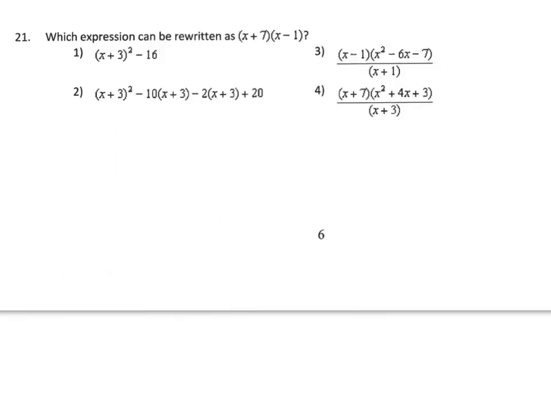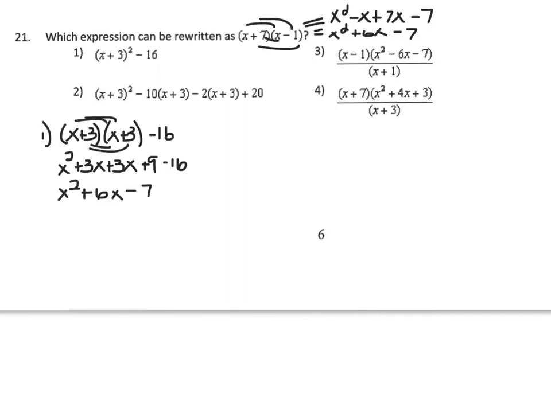All right, number 21, the easiest way to do this question is honestly just to use your calculator. I would just plug this into my calculator and hit enter, and plug in these answer choices one by one and hit enter, and see what matches up. I can also show the work algebraically, just so you see how to do it. But honestly, I wouldn't even recommend doing that. It's very time-consuming.